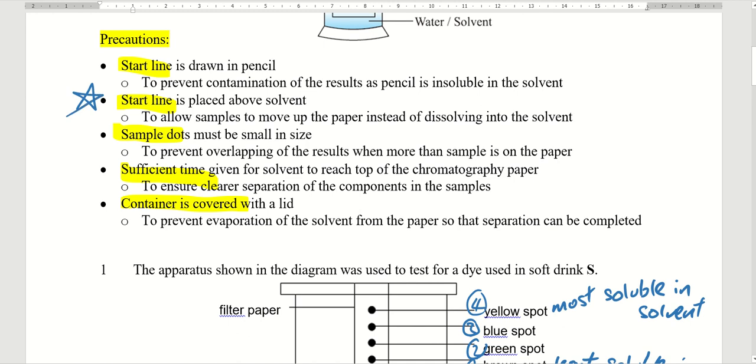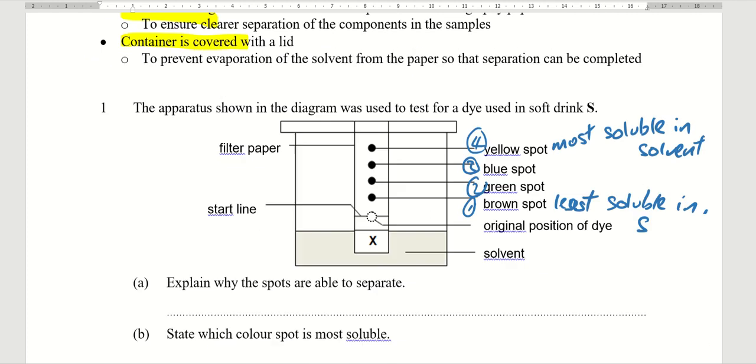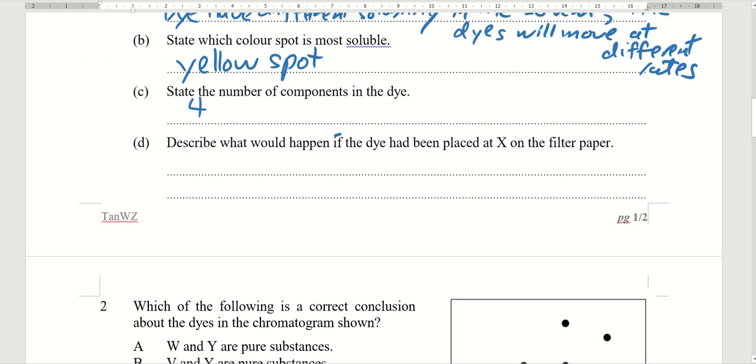Okay, the start line is placed above the solvent. So this is to ensure the samples move up the paper instead of dissolving into the solvent. Okay, so this last part that they mentioned here is actually the answer to the question that we are looking at. So going back to the question below, describe what will happen if the dye has been placed at X on the filter paper.